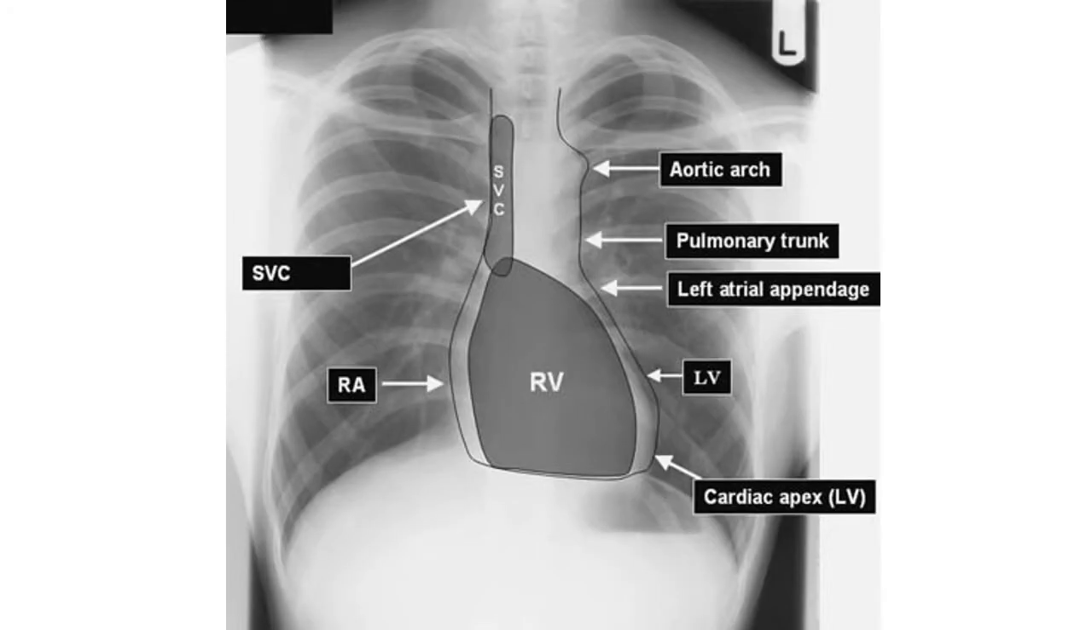And the last slide shows how the heart border is formed. You see on the right side the superior vena cava upwards and the right atrial margin on the lower aspect. On the left, the heart border is formed by the aortic arch, aortic knuckle, pulmonary bay, left atrial appendage, and the whole lower half is formed by the left ventricle, with the apex at the lower edge of the border above the diaphragm.